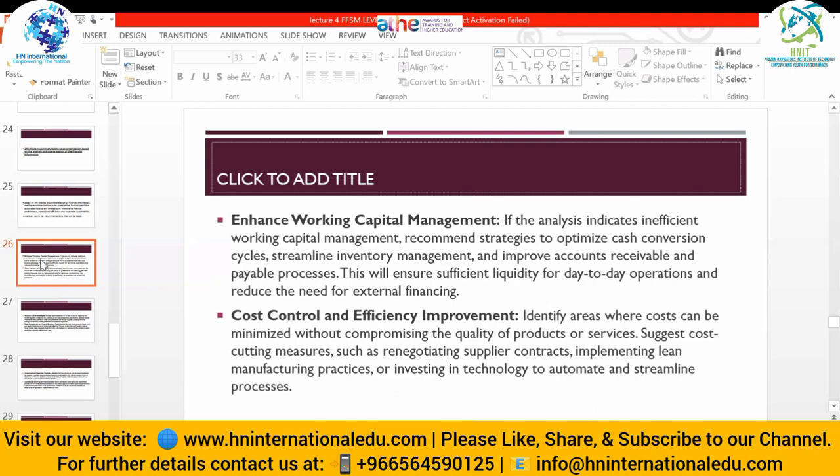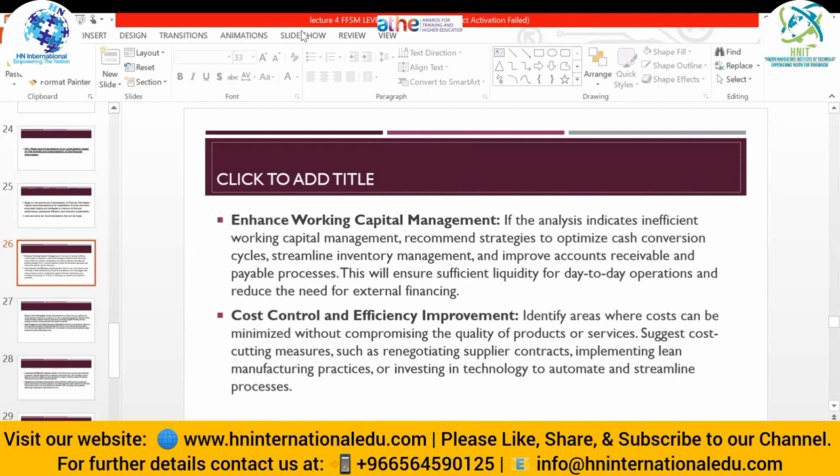When we control each and every department, that is the inventory management, the accounts receivable, the cash which we are receiving, and the accounts payable, the cash which we have to pay further, then we can definitely ensure the working capital management. This will ensure sufficient liquidity for day-to-day operations and reduce the need for external financing. When we have enough finance within the organization, this means we don't require an extra loan or investment from other people for the short-term task.